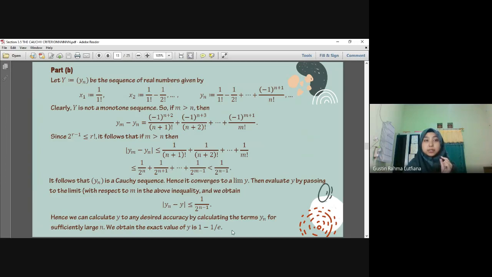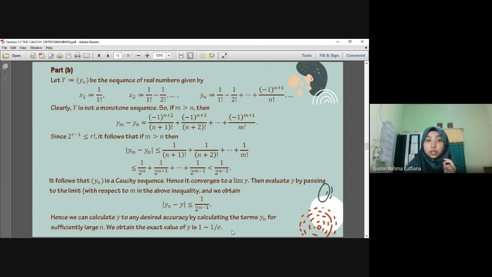And this is example B. Let the sequence y = (yn) be the sequence of real numbers given by y1 = 1/1!, y2 = 1/1! - 1/2!, and yn = 1/1! - 1/2! + ... + (-1)^(n+1)/n!.